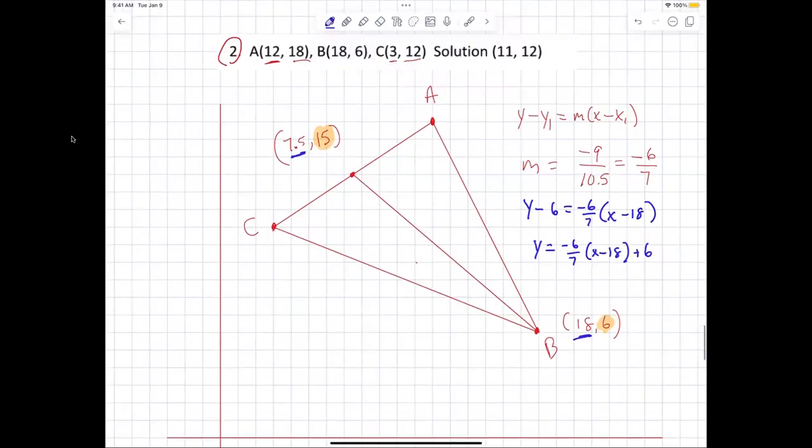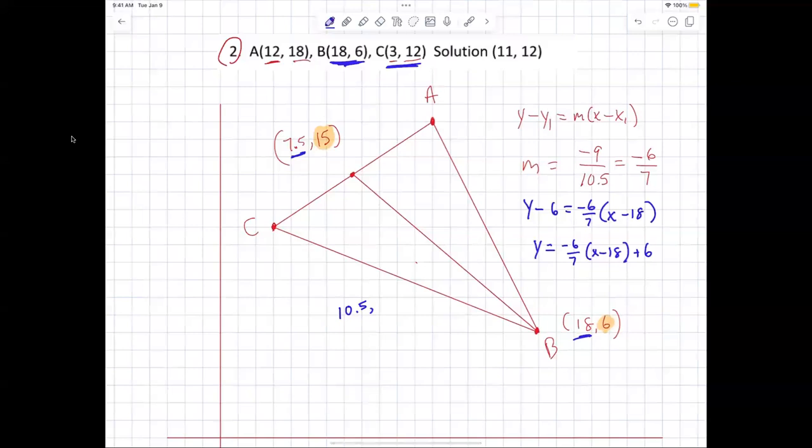So I'm looking at my information. Look right up here. I'm just looking at B and C. What's 18 plus 3? 21 divided by 2. So that is going to be 10.5, comma, and then what? 6 plus 12 divided by 2.